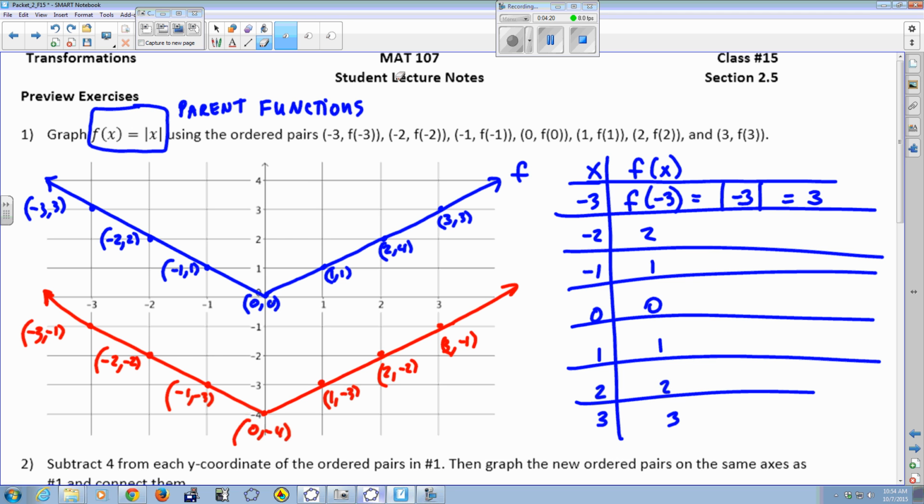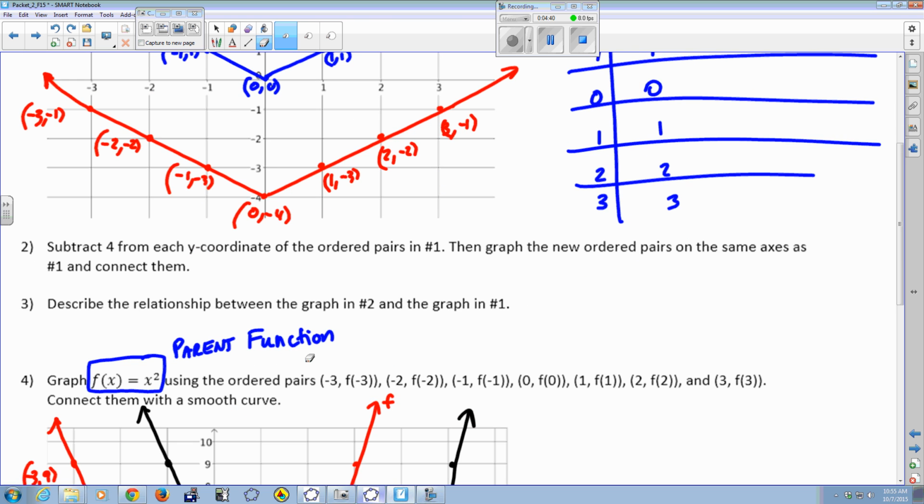The only thing that's happened is I've literally picked up this blue function, and what have I done to it? Moved it down 4 units. In the language of transformations, this function has shifted down 4 units. Now, many of you have said that type of thing in your description here. So the graph in number 2 has shifted down 4 units.